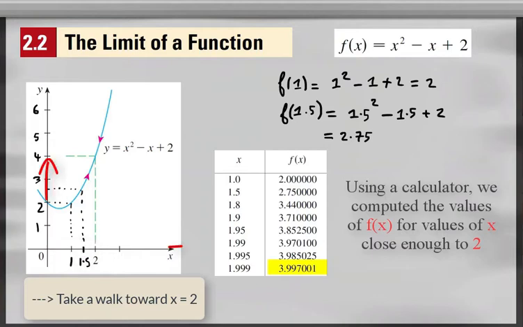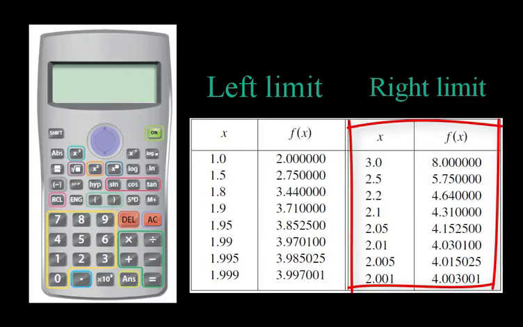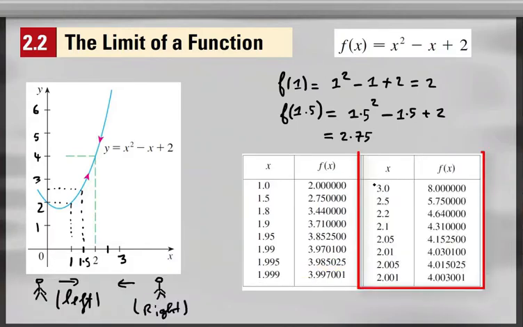But what happens if we approach 2 on the x-axis from the right? Using a calculator, Oliver computed the values of f of x for 3, 2.5, 2.2 till 2.001. When x is 3, f of x, which equals 3 squared minus 3 plus 2, 9 minus 3 is 6 plus 2, equals 8. Right?